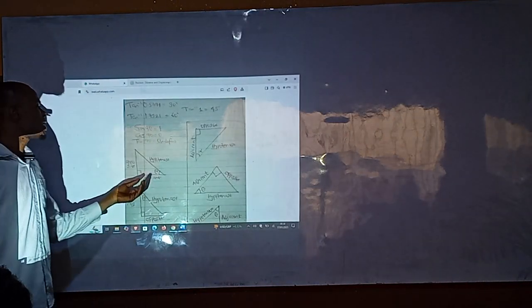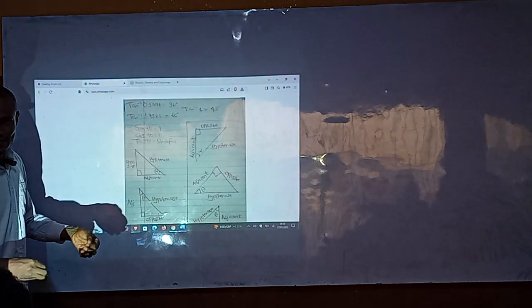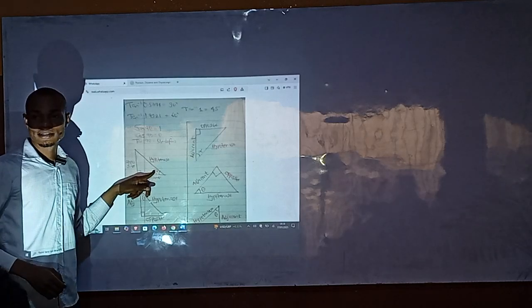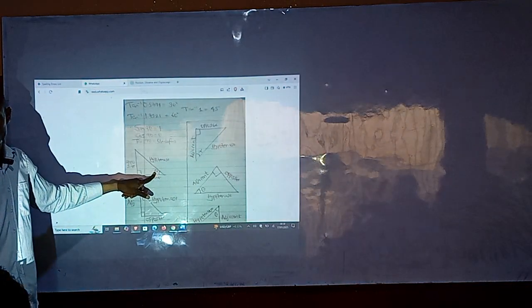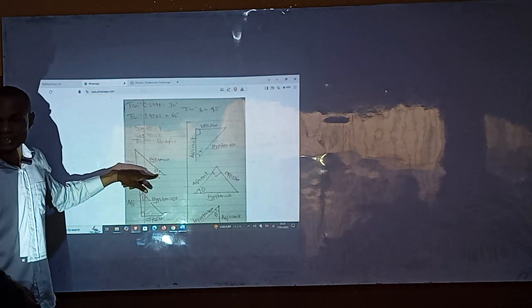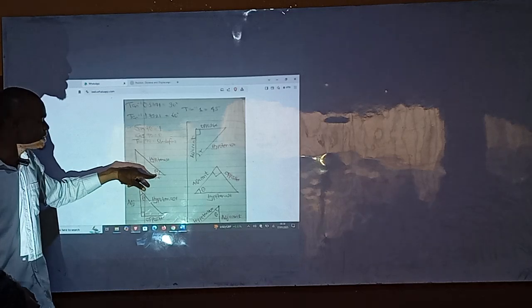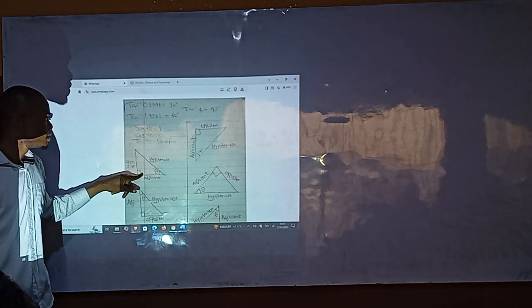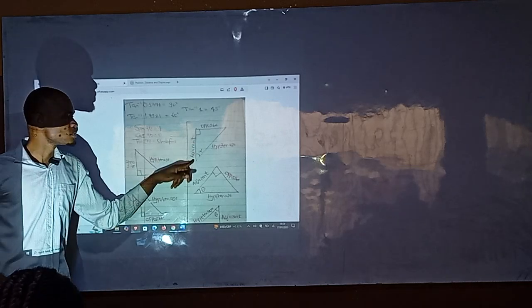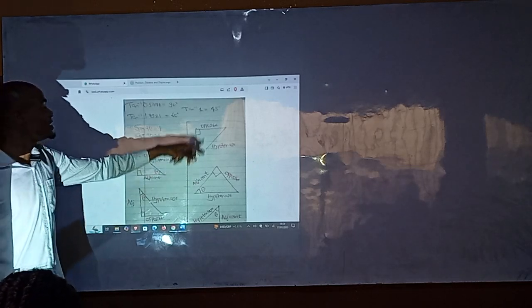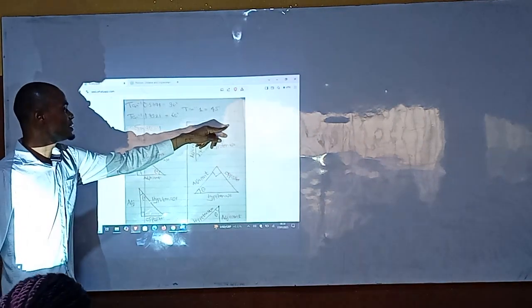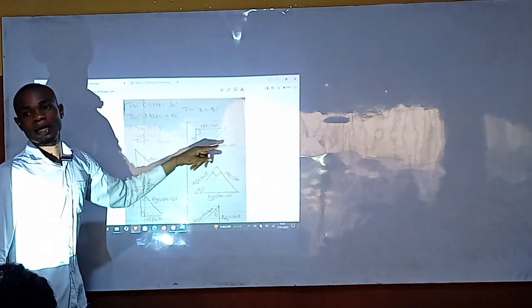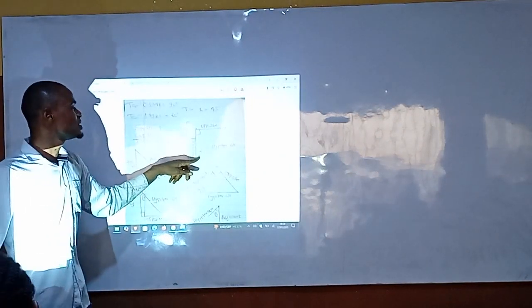But how can we recognize our adjacent exactly? This theta here is always in our calculation. If you want to use this angle, this place will be your adjacent. You can see what has happened here. I want to use this angle, this is 90 degrees, right? This line that faces 90 degrees is what? Hypotenuse.